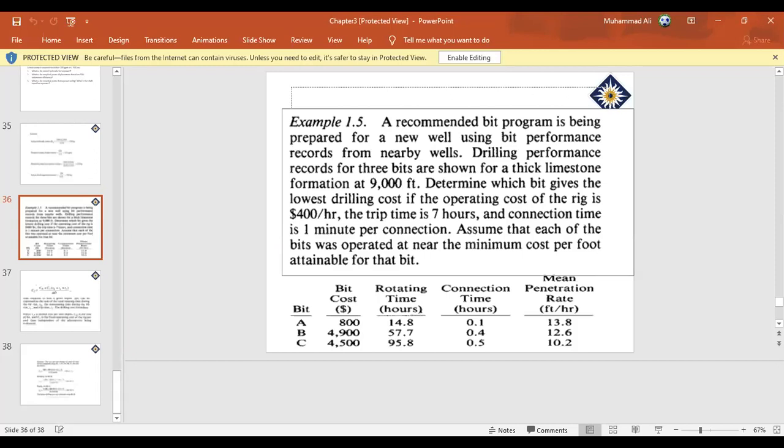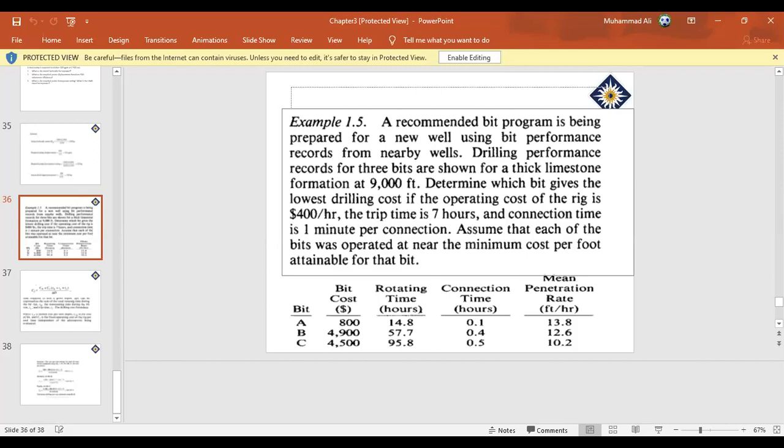They have rotating time, for example, how many hours this bit was rotated. As you see, the $800 bit rotated for less time, 14.8 hours. The second bit was used for 57.7 hours, and the third bit was used 95.8 hours. And the connection time, how much time it took to connect it and send it back, is given here: for the first 0.1, second 0.4, and third one is 0.5 hours, meaning 30 minutes. And what is the penetration rate, feet per hour? How many feet can it drill in 1 hour?